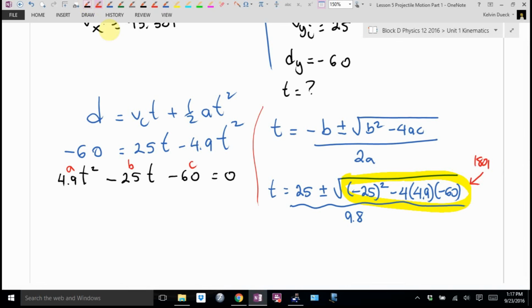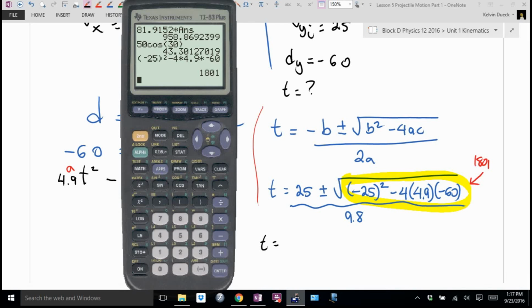All right, now I'm actually going to solve. So it's going to be, is this a fraction? Is there more than one thing on the top? Brackets. Is there more than one thing on the bottom? I can be sloppy there. So I'm going to go bracket 25 plus the square root of 1801. Now my calculator, whenever I open a square root, automatically opens a bracket. So I've got to close off the square root. Then I have to close off the top, divided by 9.8. And one of my values is 6.881447.